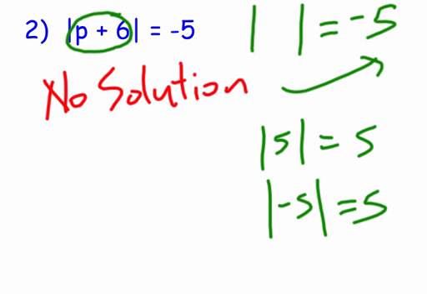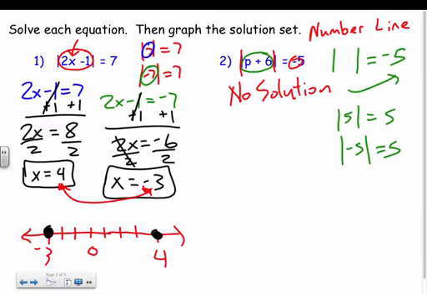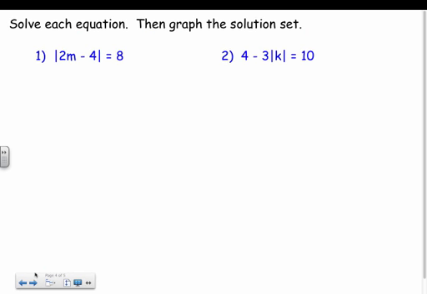I cannot have absolute value bars equal to a negative. That does not work. If I take the absolute value of something, I get a positive number. Okay, so there's no solution in that case. No solution. All right, let's go to another one where we get a solution.